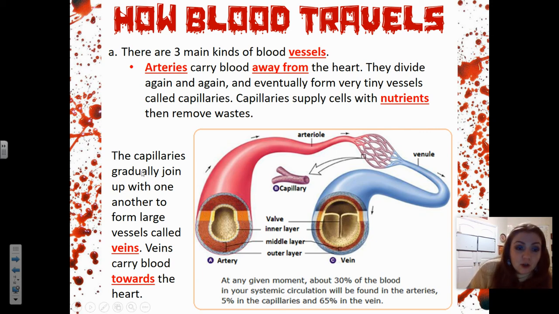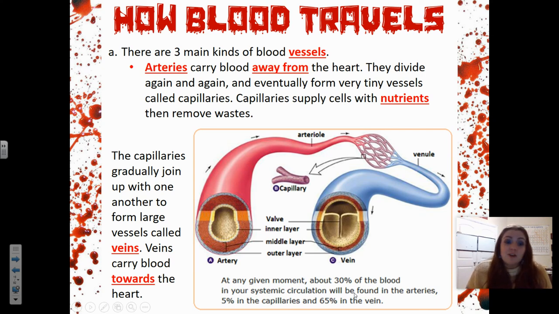So the capillaries gradually join up with one another to form large vessels called veins. Veins carry blood back towards the heart and the lungs to get reoxygenated. At any given moment, about 30% of your blood in your systemic circulation will be found in your arteries. So about 30% is actually being actively pumped to your body to be helpful. About 5% is in your capillaries, so in the small pieces. And about 65% is just heading back to the heart. About 65% is just going back in your veins.